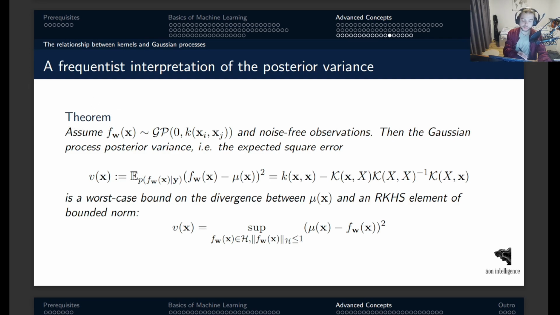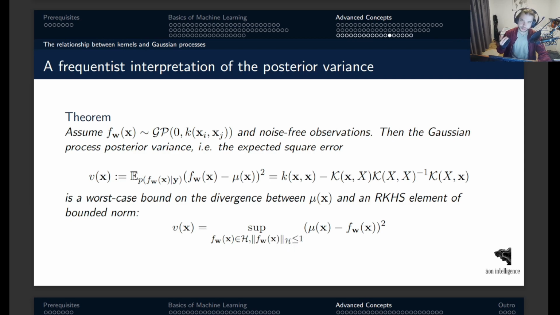And this theorem states that the variance of the posterior Gaussian process is a worst case bound on the divergence between our expectation and an RKHS element of bounded norm. So what does it mean? We have that the variance is equal to the supremum of the squared deviation from the expectation of our Gaussian process, the posterior Gaussian process, and elements of the reproducing kernel Hilbert space H, where the norm of these elements of the Hilbert space is normed, so smaller or equal than 1.